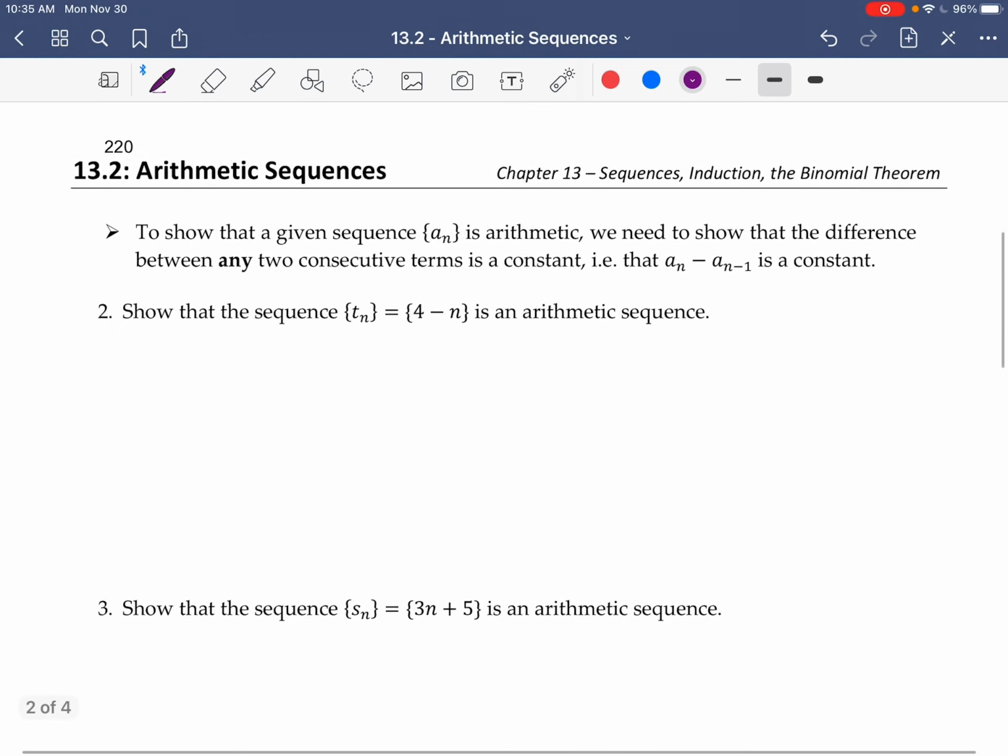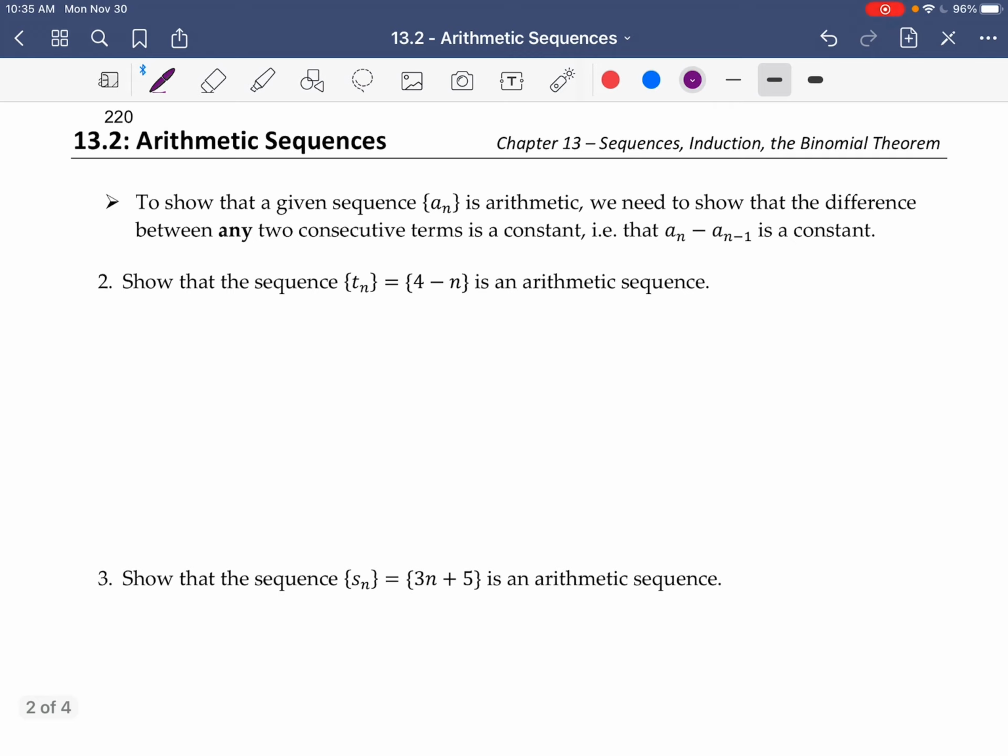Okay, now to show that a given sequence is arithmetic is a bit harder. So we need to show that the difference between any two consecutive terms is constant. That means you can't just do the first two. You have to show for any two that the difference is constant. So we're going to want to take two random terms, let's say an and an minus 1, and subtract them and show that the difference is a constant.